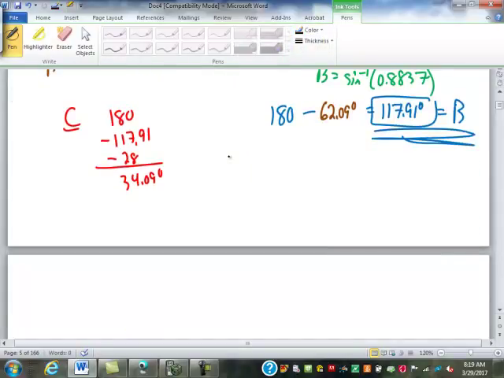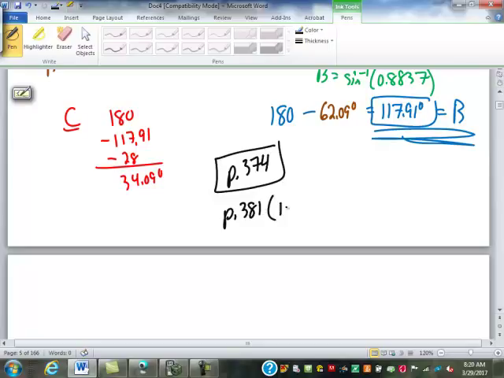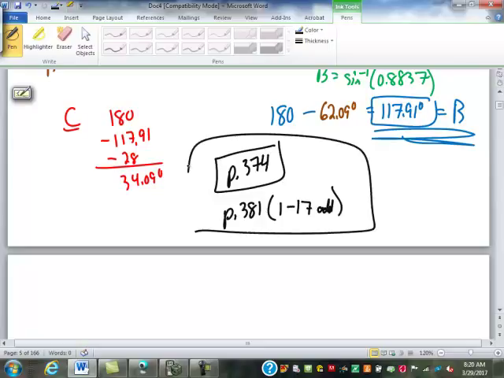Okay, we were down to a minute left here, so I'm going to give you stuff. The old packet that you already have, page 374, there are exercises on finding angles from sines and identifying both angles, then finding the sine, cosine, and whatever of angles bigger than 90 degrees. Then I'm going to give you a new packet. And this new packet is going to be page 381, 1 through 17, the odds. Again, be aware that some of these, there may be two possible triangles.